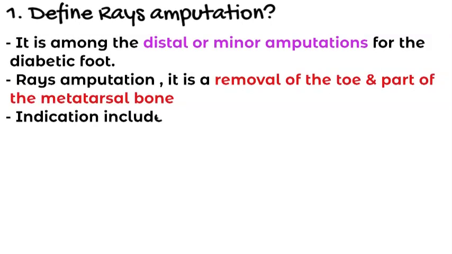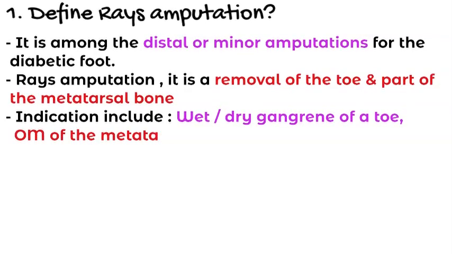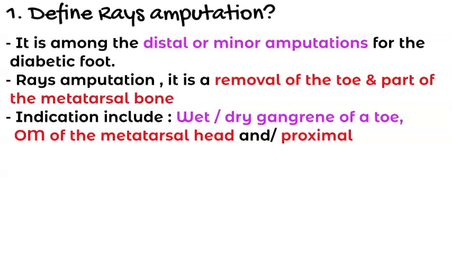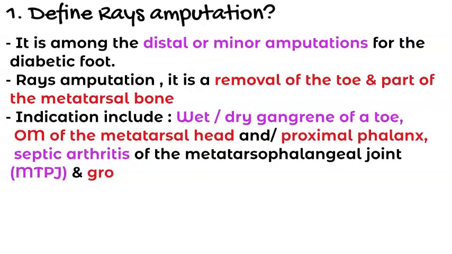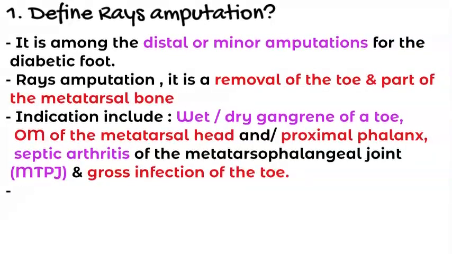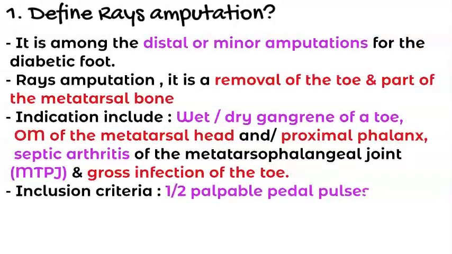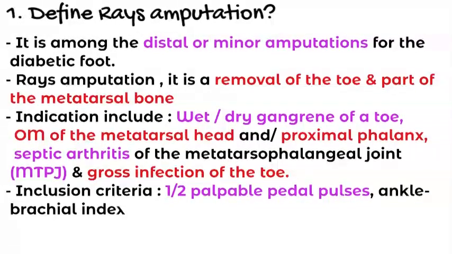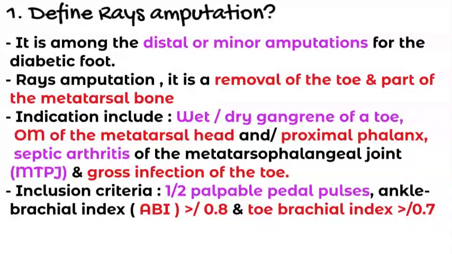Indications include wet or dry gangrene of a toe, osteomyelitis of the metatarsal head and/or proximal phalanx, septic arthritis of the metatarsophalangeal joint (MTPJ), and gross infection of the toe. Inclusion criteria include one or two palpable pedal pulses, ankle brachial index (ABI) more than or equal to 0.8, and toe brachial index more than or equal to 0.7.